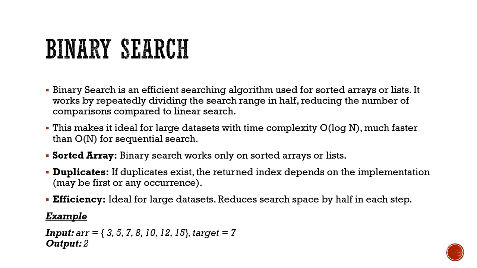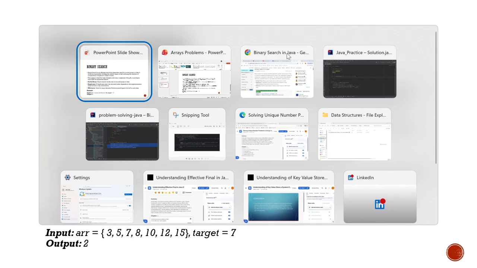Example: we have a sorted array where we have 3, 5, 7, 8, 10, 12, 15. We want to get 7. 7 is an element where the index is 2, so the output is 2. Index 0 is 3, index 1 is 5, and index 2 is 7, and hence the output is 2. Moving on, we will move on to the implementation.